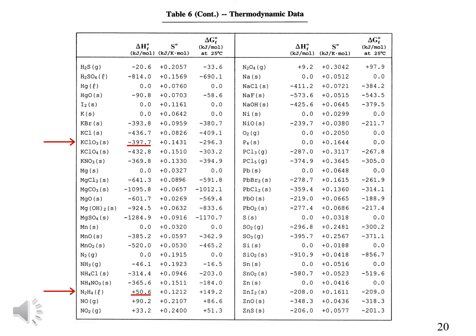And here is the back of that table. It just continues. And I pointed to KClO3, which for delta H has negative 397.7. That's the number I had written by it. And N2H4 liquid is plus 50.6. That's the number I had for that.